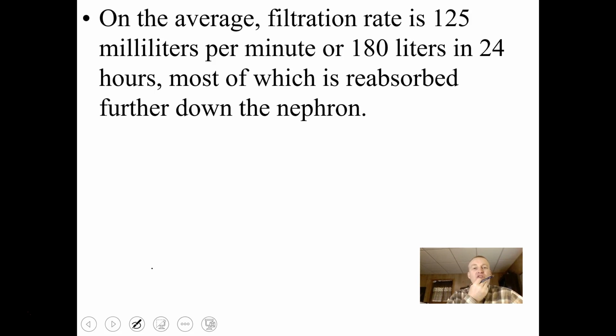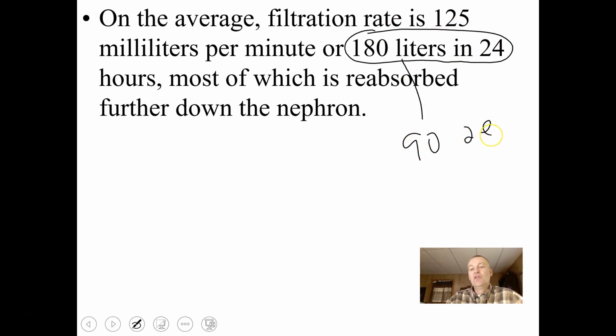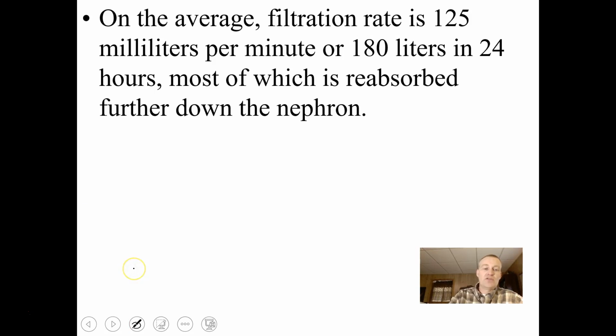So if you average it out, filtration rate is about 125 milliliters per minute, or about 80 liters in 24 hours. Okay, so 80 liters, how do you kind of imagine that? That would be 92 liter bottles of soda. So imagine 92 liter bottles. That's how much filtration is going to occur in 24 hours. Now, you don't urinate out 90 liters of water, because most of what you put into the proximal convoluted tubule, into the renal tubule, most of that's reabsorbed as it goes through the nephron.